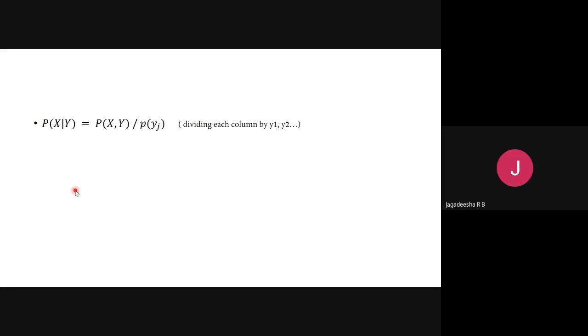Then p(x|y), that's the conditional probability between x and y, is equal to the joint probability divided by the probability of the output for each output symbol. So this is a division here. We have this matrix divided by these elements. These are the individual elements from py. Here I have written a comment, dividing each column by y1, y2, etc.